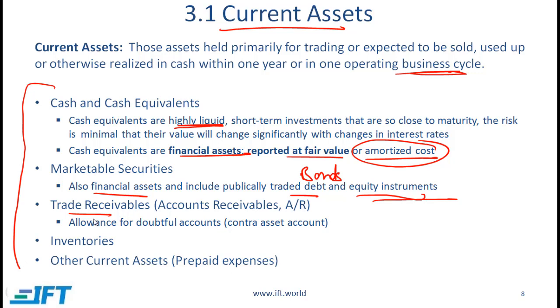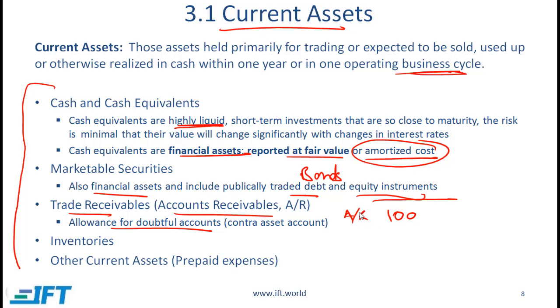Trade receivables or accounts receivables are another form of a current asset. We need to also understand the concept of allowance for doubtful accounts. We looked at these from an expense perspective earlier. Here we are taking a balance sheet perspective. Let's say that customers owe you 100. This would be an accounts receivable.